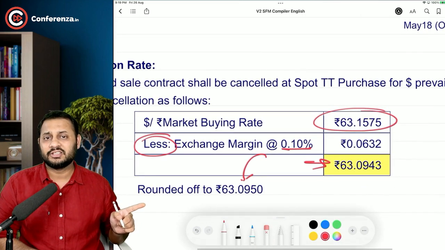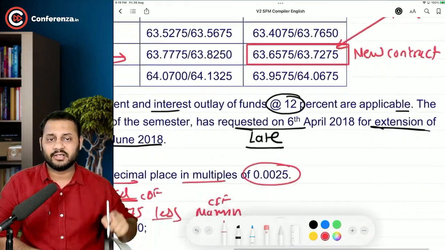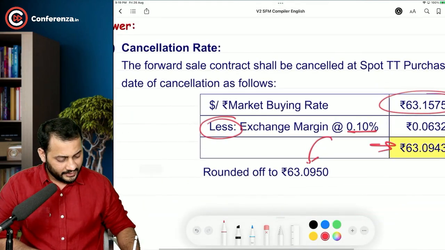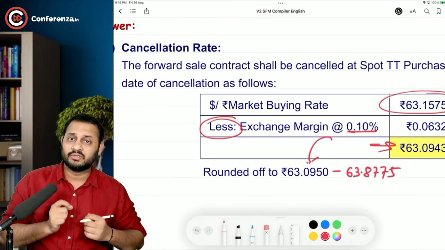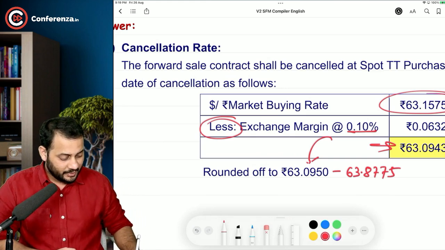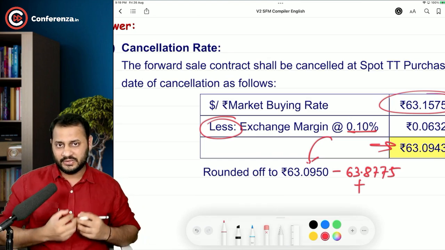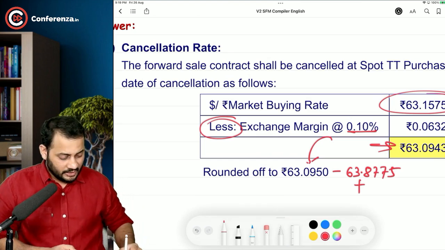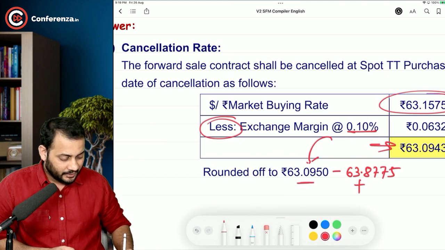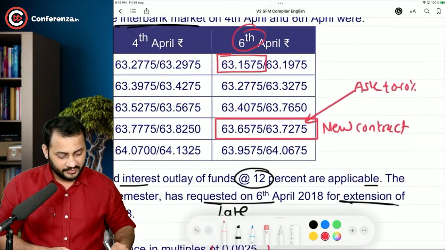Now what will be the cancellation charges? This minus the difference, the agreed rate, 63.8775. Have a look. Now once again, if you take it from the bank's angle, this is the rate at which bank agreed to sell dollars to him. If the bank sells dollars, they will get rupees at 63.8775. But now they are cancelling by buying at this rate, 63.0950. Am I right?